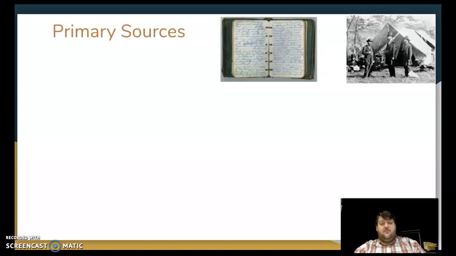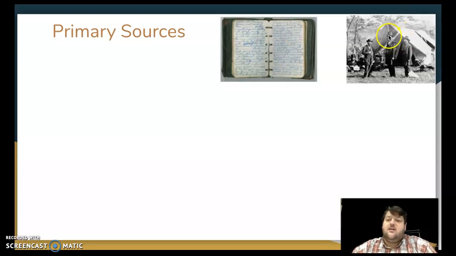So some examples of primary sources. This is a journal. And you can tell because it's written in handwriting. Journals can be great primary sources, especially if somebody was at a thing, Gettysburg, or the signing of the treaty that ended World War I or whatever. If they were there and they write what it was like, that's a great source.